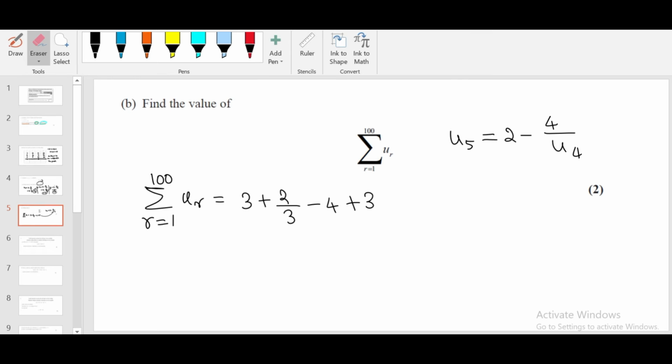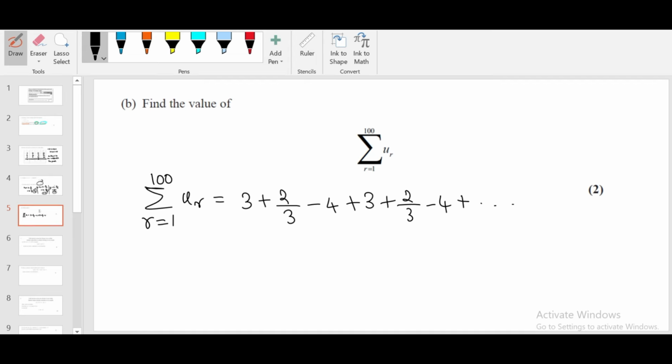So it's basically a periodic sequence. So what will happen here? You are going to get plus 2 over 3 again, minus 4, plus etc. It's the same thing. These three terms are being repeated. There are a total of 100 terms. Okay, so how many threes are there in 100? There are 33 threes actually. So till the 99th term you will have 3 plus 2 over 3 minus 4. This is till the 99th term, and then the 100th term will be 3 again.